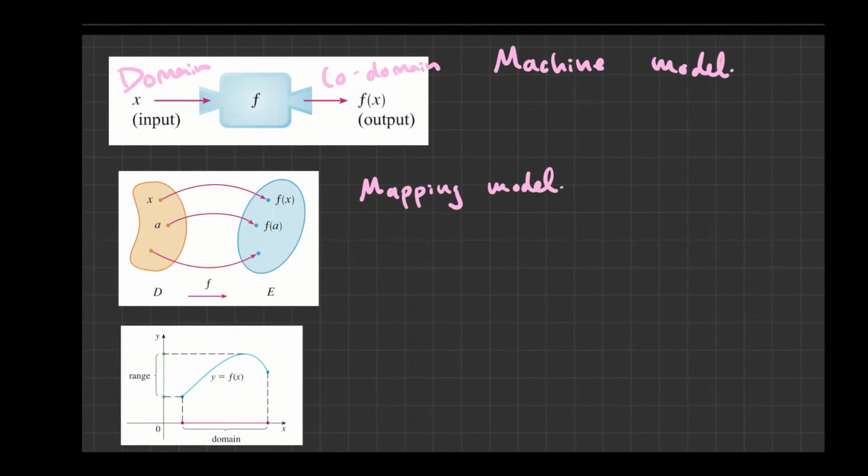This is probably the most familiar model that we use to describe functions, which is a graph. Okay, so there are many different ways of graphing functions. This particular type of graph is called a Cartesian plane.